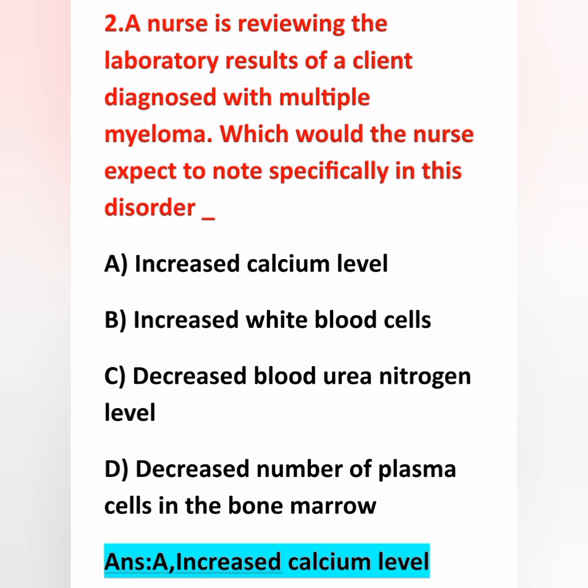Here in option C, decreased blood urea nitrogen is given, but it is increased in case of multiple myeloma. And also option D, decreased number of plasma cells in the bone marrow. There is an increased number of plasma cells in the proliferation, so that is also wrong. And increased white blood cells: white blood cells may or may not be increased. Maybe it will be increased or it will be decreased. It will not affect the disease condition.